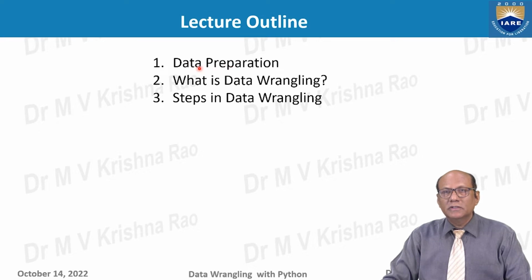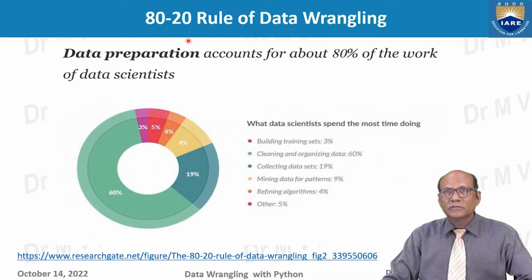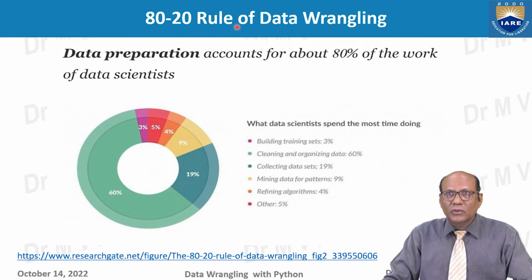Before that, we discuss something called data preparation. So we start with data preparation, then we introduce the data wrangling process and the steps involved in it. Tasks or steps, they are same. So this is the 80-20 rule of data wrangling, a popular rule in data wrangling. Here, let us not worry about the name because I have not introduced you what is data wrangling yet. So this is the 80-20 rule. This I will discuss in the next slide.